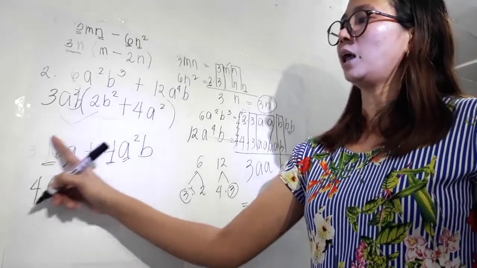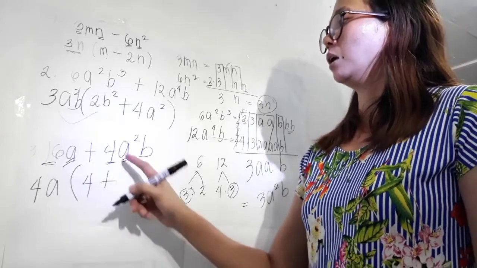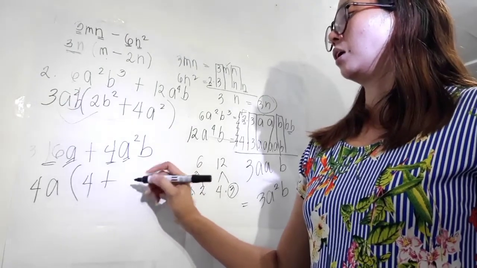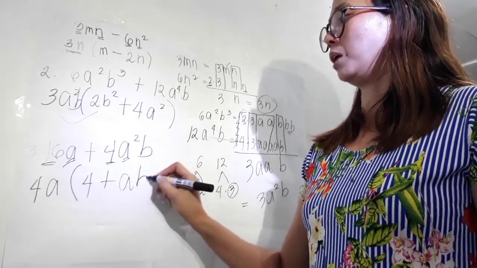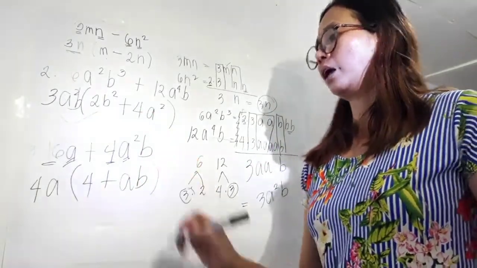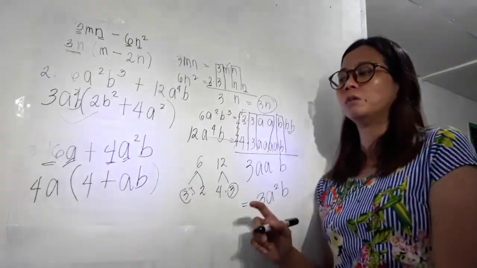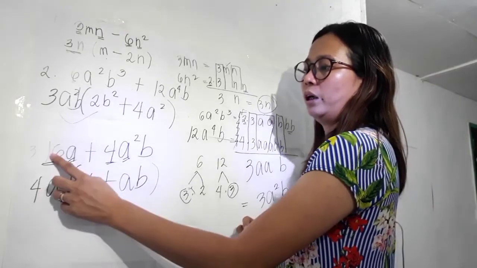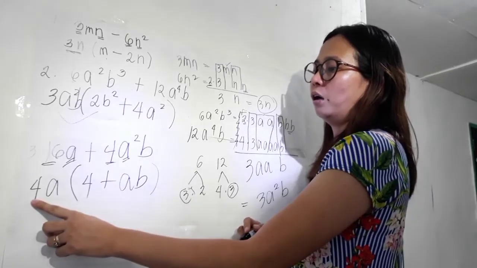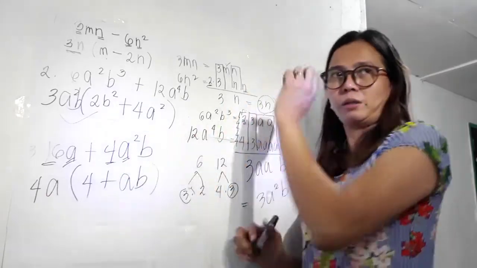So, 16a divided by 4a, that is 4. Plus 4a squared b divided by 4a, that is a, then b. Okay? So, you can apply the concept of exponent in getting the factors. So, pwede rin yun. So, if you're going to check, 4 times 4 is 16a plus 4a times ab, that is 4a squared b.